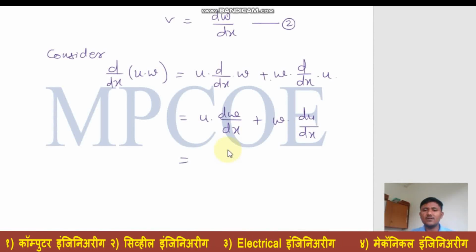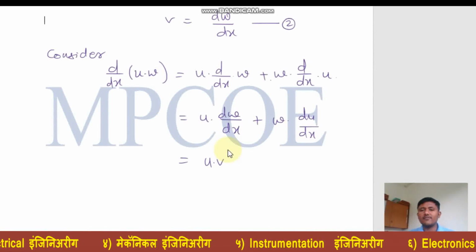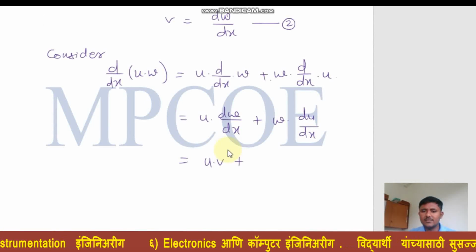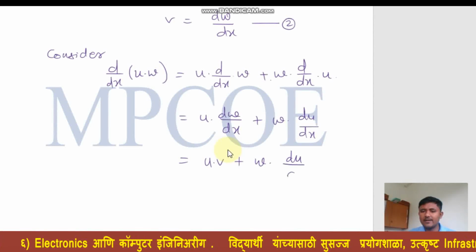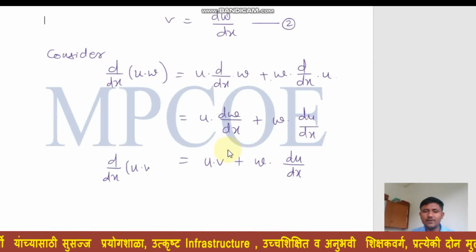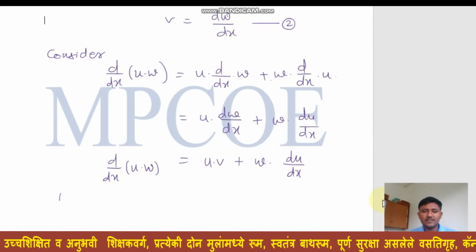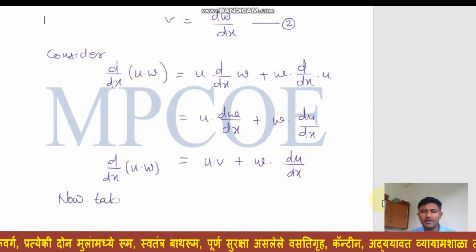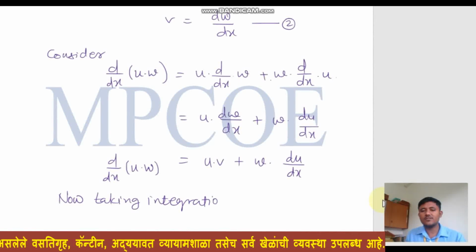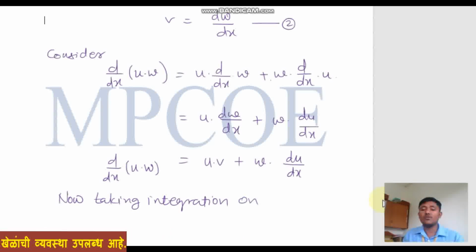Okay, from equation 2, because v is equal to dw by dx, in place of dw by dx in the above step we will write v, plus w into du by dx remains as it is. So in the LHS we have d by dx of u into w. Now taking integration on both sides, because integration and derivatives are reverse procedures to each other, so we cancel the derivative in the LHS.